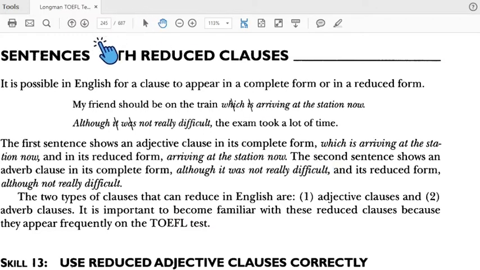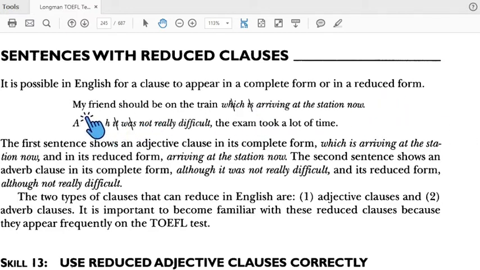Well, let's explain. Is it possible in English for a clause to appear in a complete form or in a reduced form? Okay, reduce is something that we omit. Omit means we erase, but the meaning is still correct. The sentence is correct and the meaning is correct too. We only erase. Actually it is there, but we can erase it, we can omit it, we can reduce it.